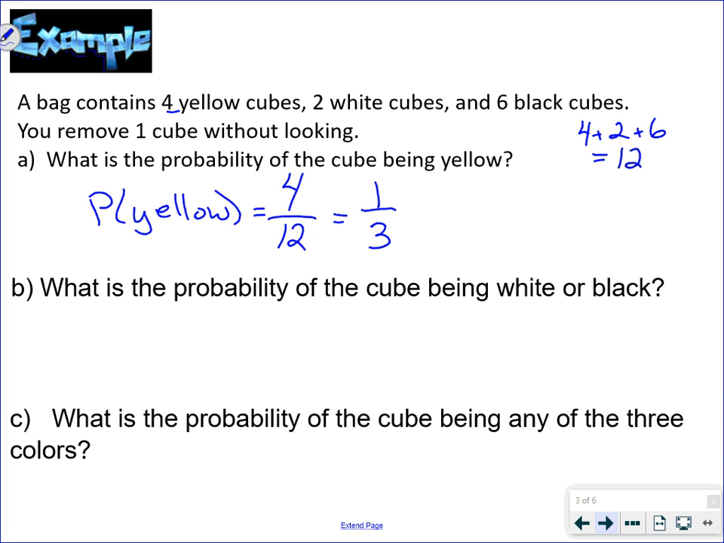What is the probability of the cube being black or white? How many white cubes and black cubes are there in total? There are 2 white and 6 black. Add them together to get 8 possibilities of black or white, out of 12 cubes in total. So we have a probability of 8 out of 12. Again, we can put this into lowest terms, dividing both numerator and denominator by 4. So we get 2/3.